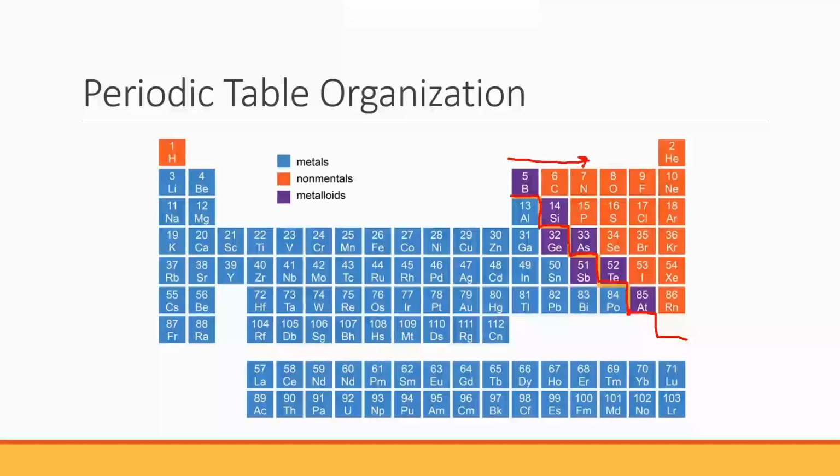Any elements to the right of this line are going to behave like nonmetals, including the metalloids, and any elements to the left of this line will behave like metals.